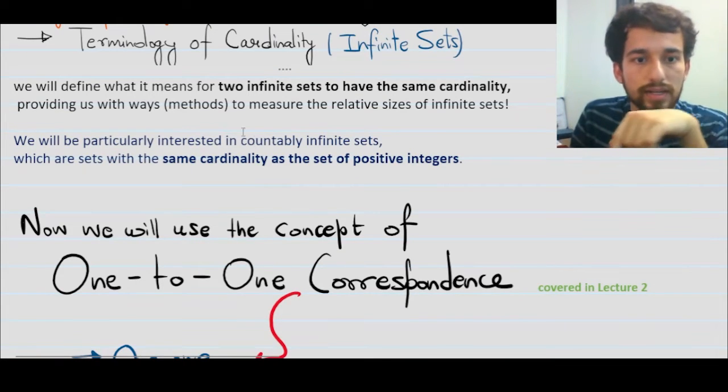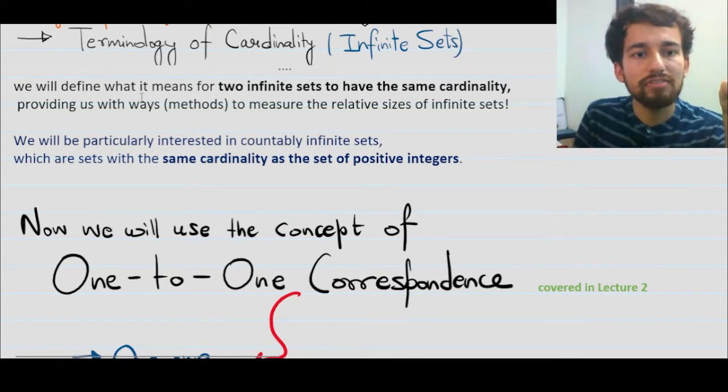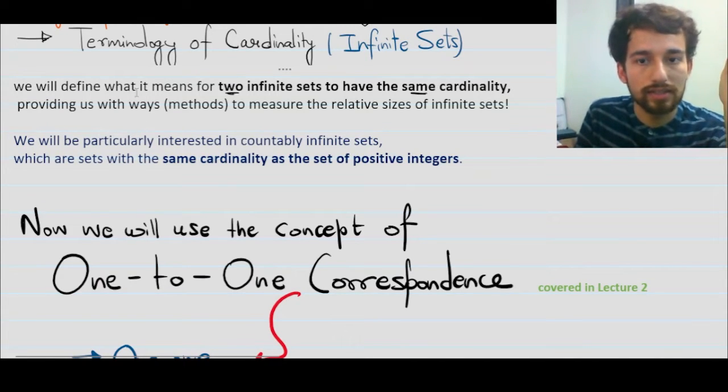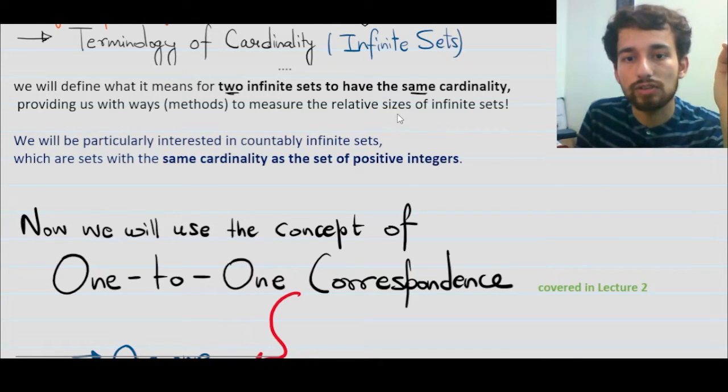Okay, let's just quickly read this. We will define what it means for two infinite sets to have the same cardinality, providing us with ways or methods to measure the relative size of infinite sets.